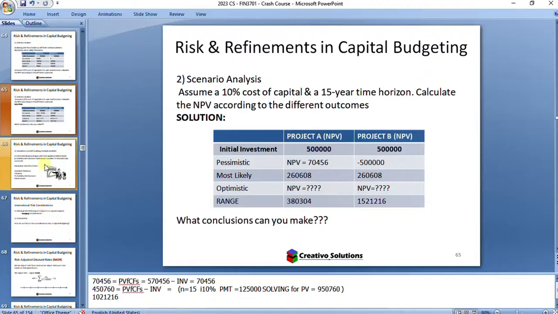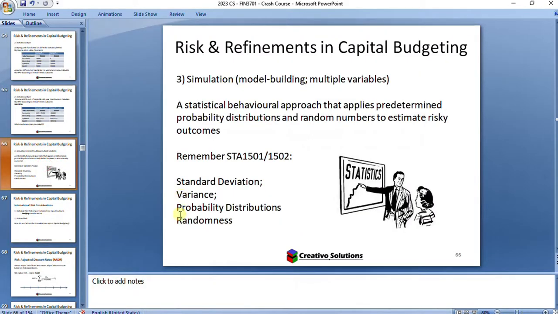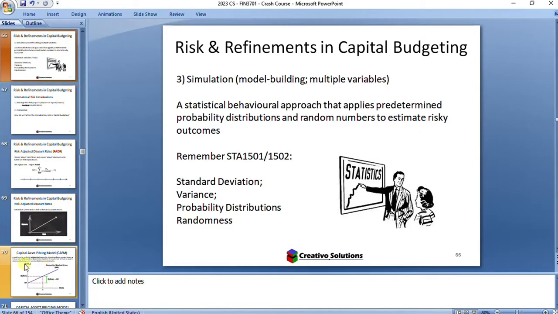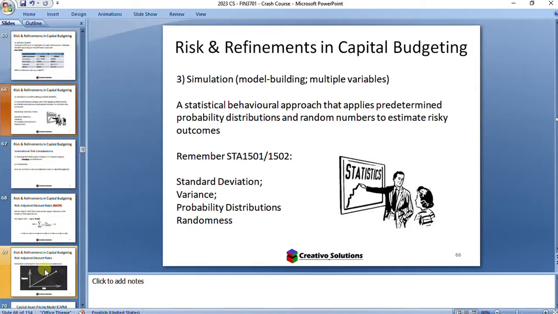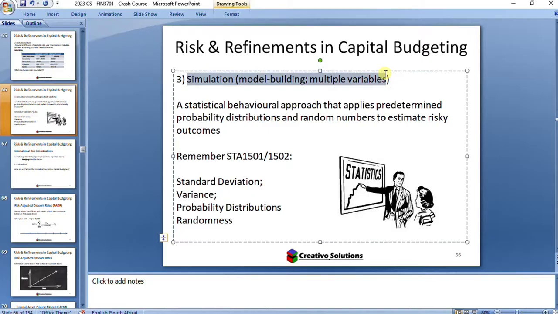Just one more slide here, and then we can take the break. I'll come back and look at the calculations. I want to spend some time looking at CAPM because it's worthwhile. That's something very important for the weighted average cost of capital later. So I'm just going to end off with these last few slides. Just look at simulation. Simulation, that'll never be tested.